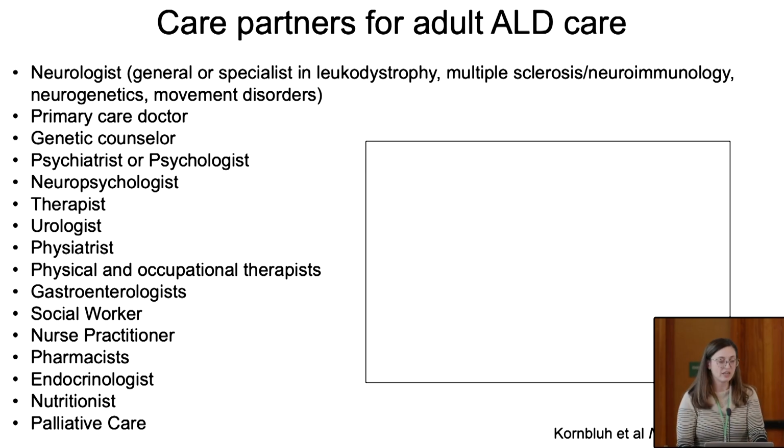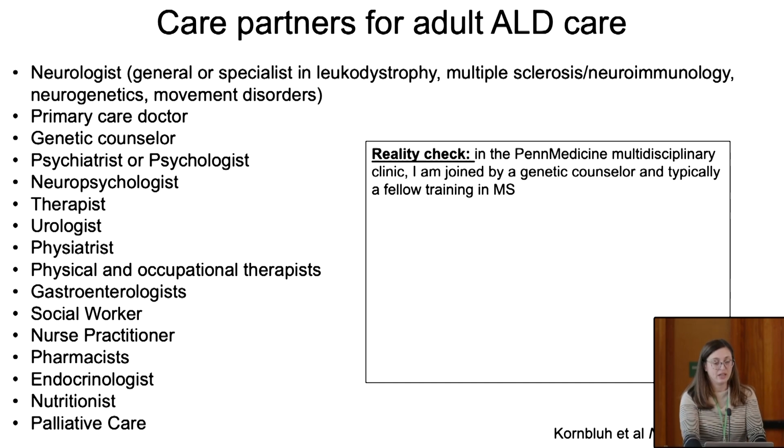Your primary care doctor, genetic counselor, psychiatrist, psychologist, neuropsychologist, therapist, urologist, physiatrist, PT/OT, GI, social worker, nurses, nurse practitioners, pharmacists, endocrine, nutritionists, and palliative care. Okay, so there's a reality check of what I can see in clinic.